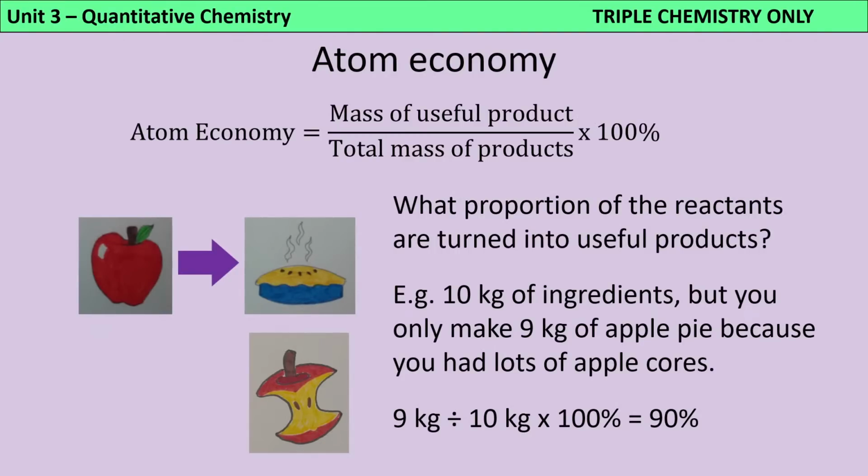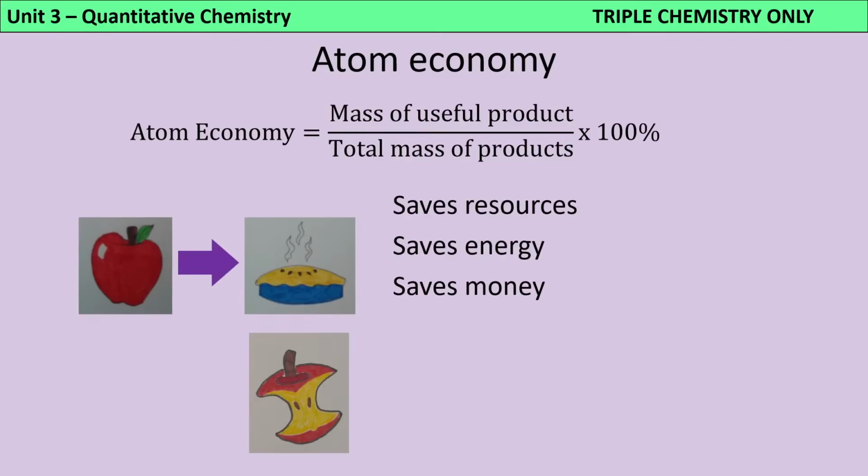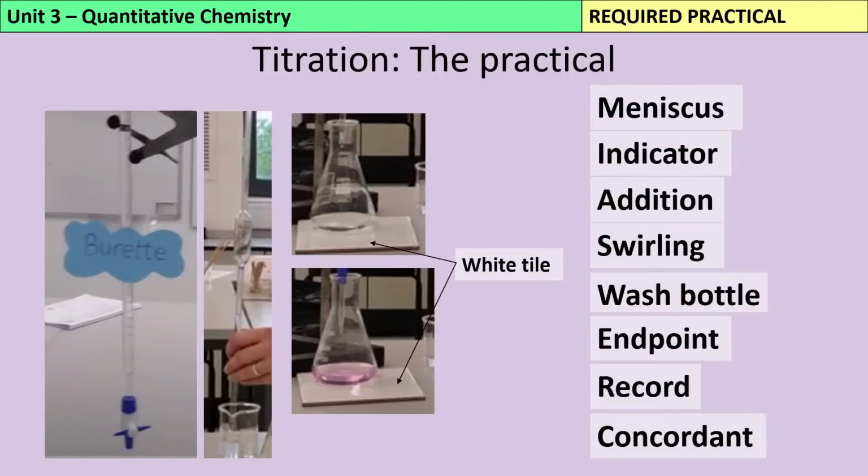Okay, then atom economy, which I accidentally started talking about before. Sorry. This is the one about how good your recipe is, like what proportion of your reactants actually end up in your products. This one can be 100% if you are doing a reaction that only has one product. Reactions that have high atom economy are good because they save resources, they save energy, and they ultimately save money.